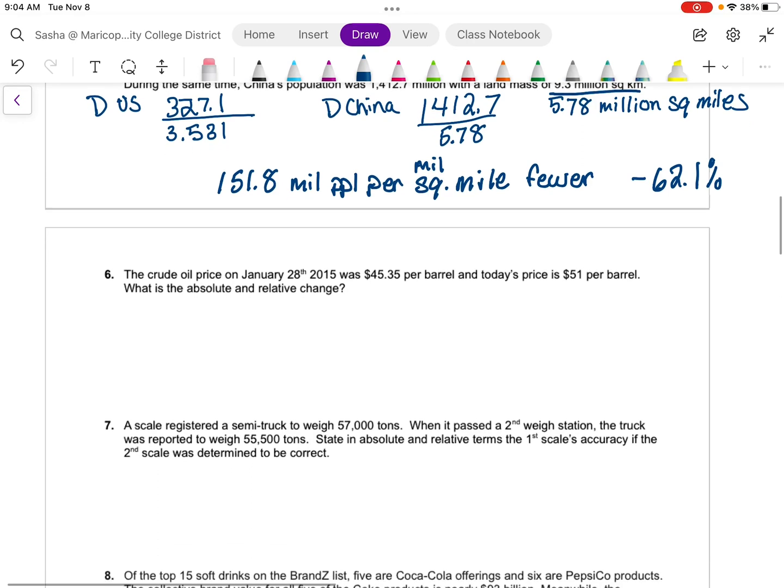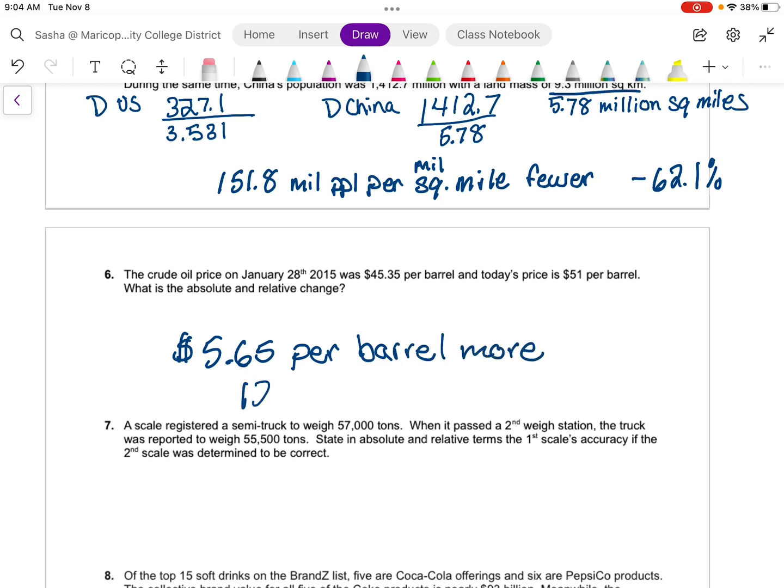All right. I'm going to keep giving a few answers and then jump ahead to number 7. So just the answers on 6, your absolute should have come out as $5.65 per barrel more. And so it was a 12.5% increase.